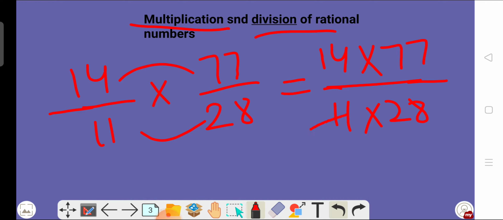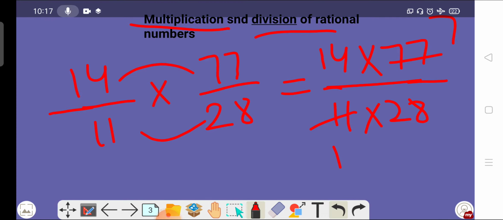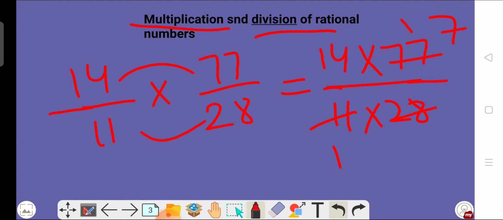So clearly 11 is the highest common factor between 11 and 77. So after cancellation 11 becomes 1 and 77 will become 7. And again 7 is the highest common factor between 28 and 7. So this will become 1 and this will become 4. Again what we have, 2 as the highest common factor between 14 and 4. So this will become 2 and this will become 7.